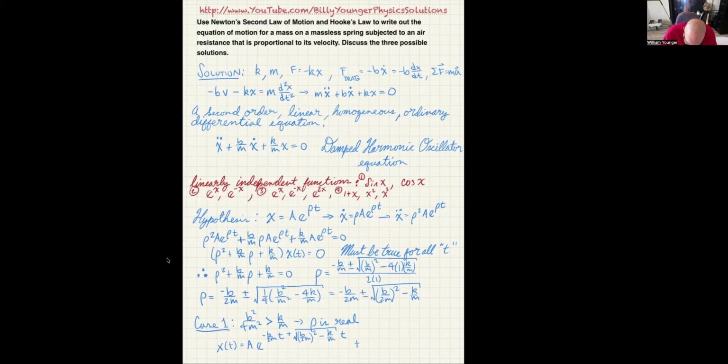Now I add the linear combination of the other solution, which is the same thing, but with the minus here. So now I'm going to have b times e to the negative b over 2m times t. This time it's going to be minus the square root of (b over 2m) squared minus k over m, and this also is times t. So that's the general solution, and this solution is called overdamped.